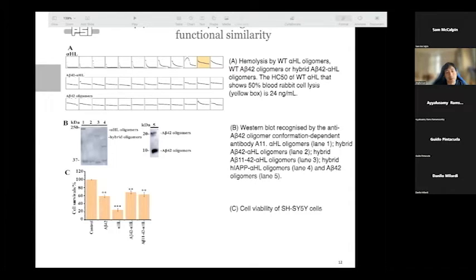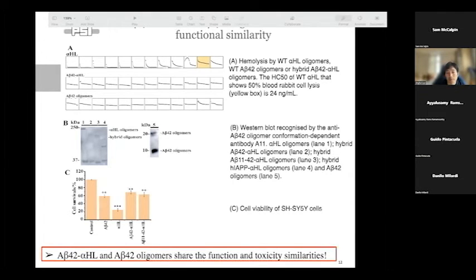So the wild type A-beta oligomer shows very similar toxicity to neuronal cells, compared with the wild type alpha hemolysin, which had much higher toxicity than A-beta and hybrid A-beta sequence. So maybe this will also confirm our previous studies with the hemolytic assay. The alpha hemolysin is more toxic than the other engineered A-beta alpha hemolysin oligomers. Yeah, and so this further confirms they have similar functional similarities.